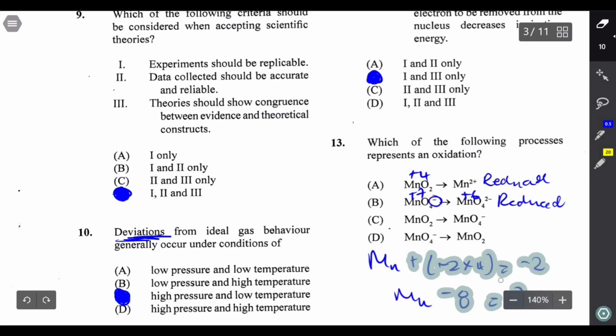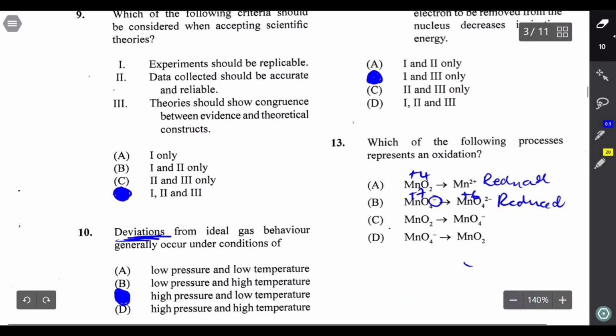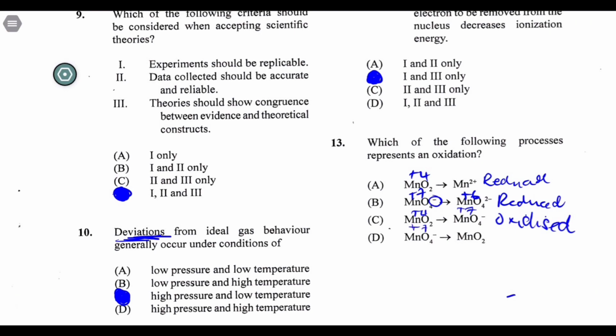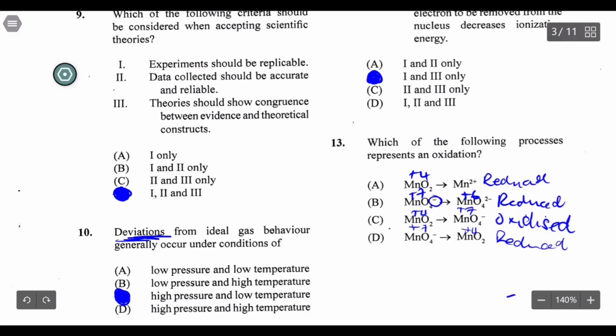Alright, now MnO2, we already worked that out and we got plus 4. And MnO4 minus, we got plus 7. So this goes from plus 4 to plus 7, so it increases, therefore it is oxidized. But MnO4 minus, plus 7, to MnO2, plus 4, that's reduced as well. So the one that shows oxidation is C.